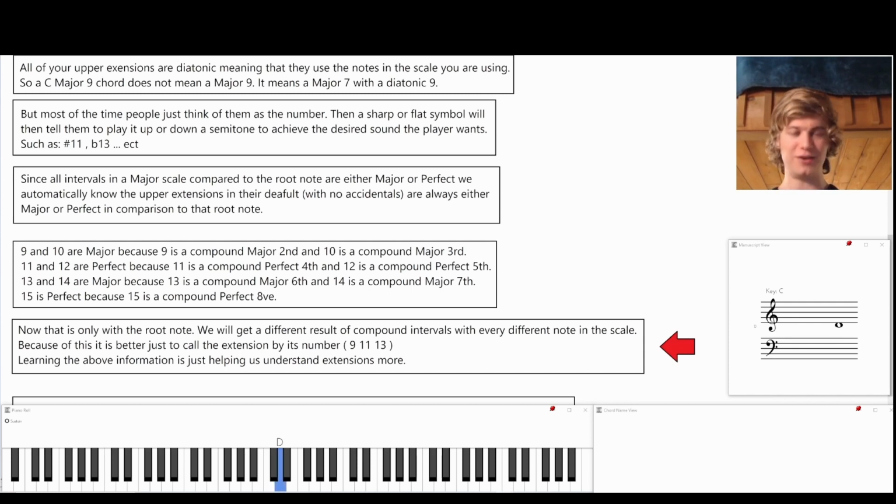When you look at D, all of a sudden you run into something. Okay, we have a major second, and then we have a minor third, and as we go on, we then get another minor interval. If we go up to E, you start to see that we actually get a lot of minor intervals, so the functions start to change there, but it's good to comprehend this. So every note in the scale is going to give us a different result, and because of this, it is better just to call the extension by its number, 9, 11, or 13.